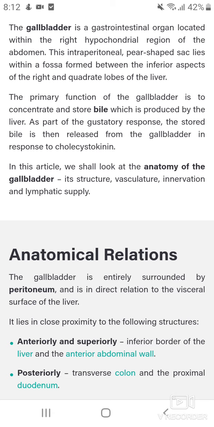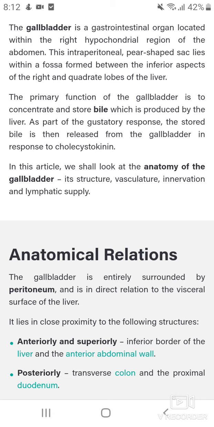This video is about the gallbladder. What is the gallbladder? The gallbladder is a gastrointestinal organ located within the right hypochondrial region of the abdomen. This intraperitoneal pear-shaped sac lies within a fossa formed between the inferior aspects of the right and quadrate lobes of the liver. The primary function of the gallbladder is to concentrate and store bile, which is produced by the liver.